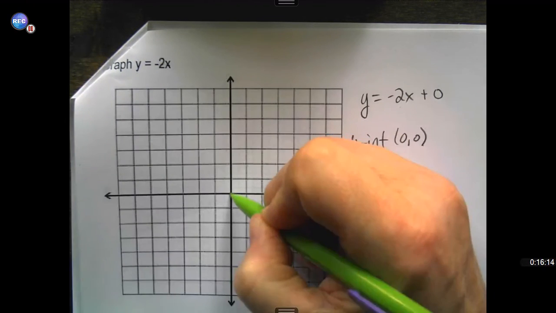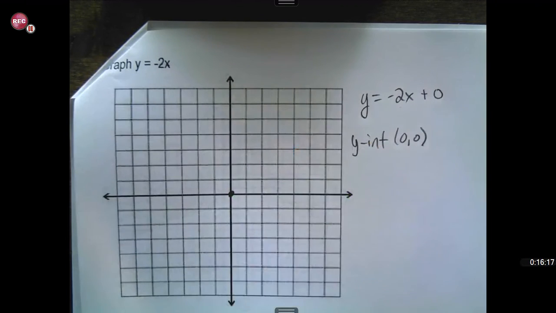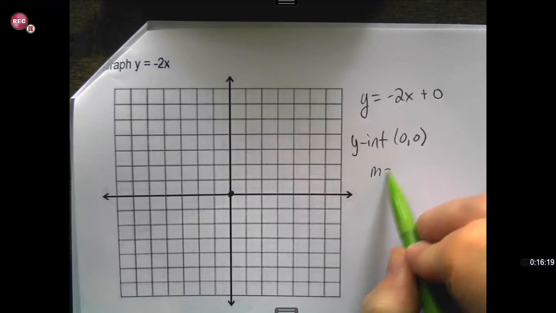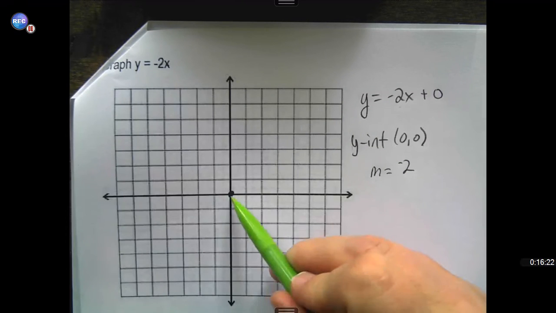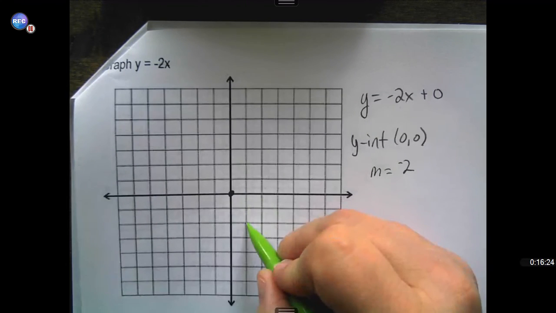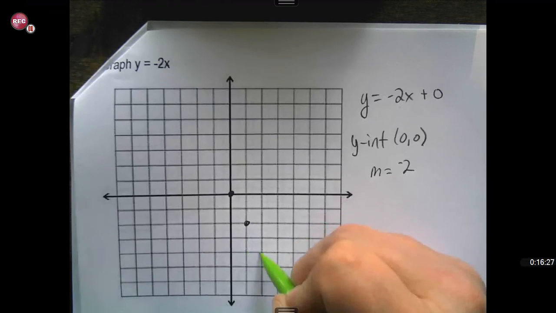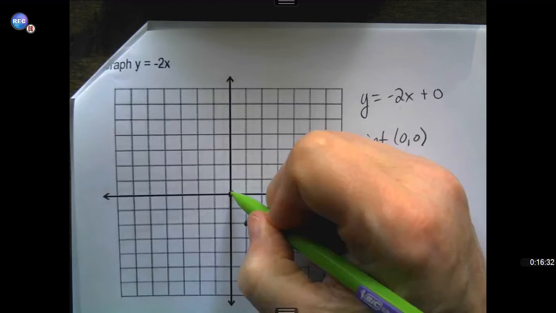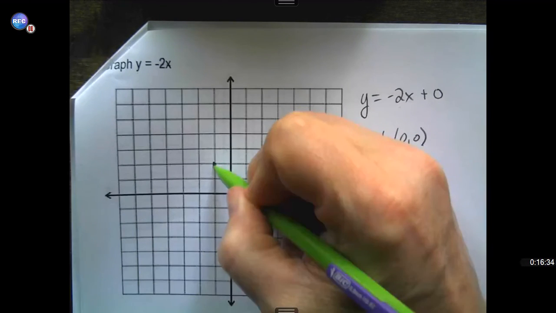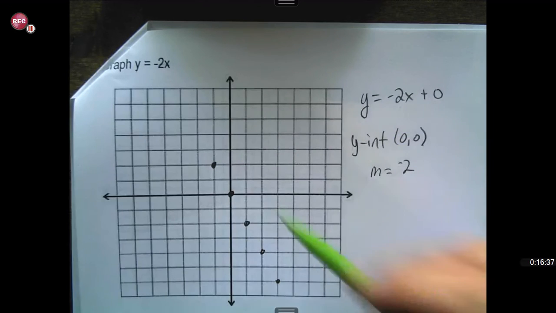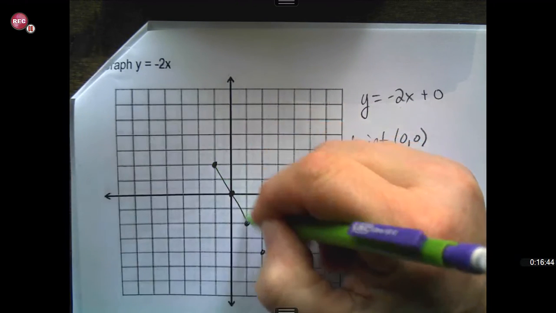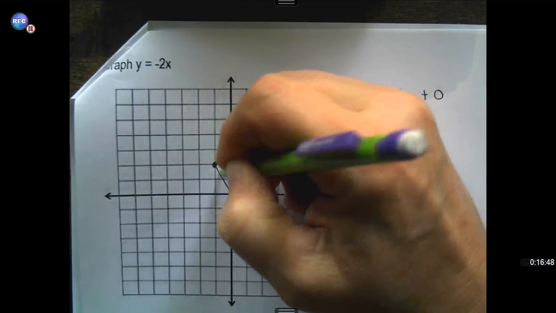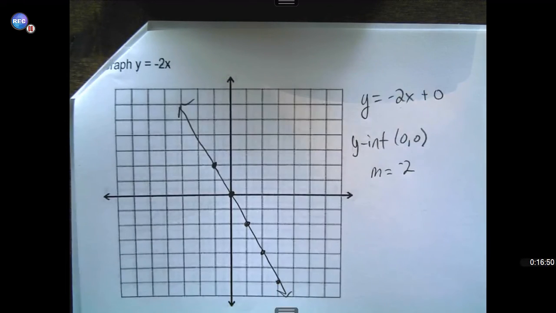So I put my first point, 0, 0, the origin, and my slope is negative 2. So I'm going to rise negative 2 and I'm going to run positive 1. And I can do that again and again and again. I could have also risen positive 2 and run negative 1. At the end of the day, I want that line to have a negative slope. I want to be going downhill, got to slam on the brakes so that I don't get a speeding ticket for going down that hill too fast. Okay, so there we go.